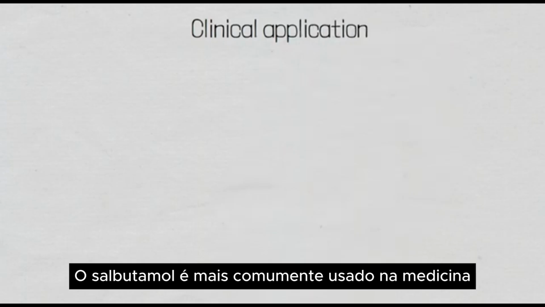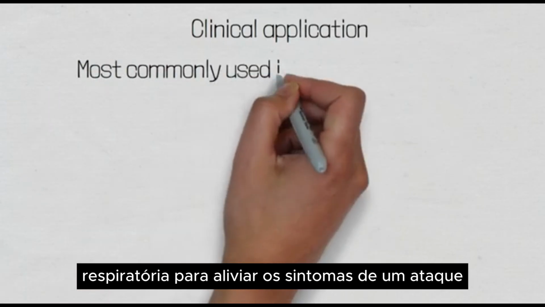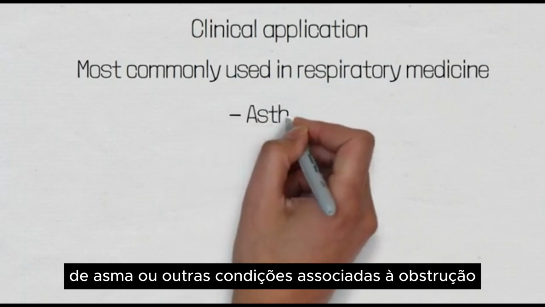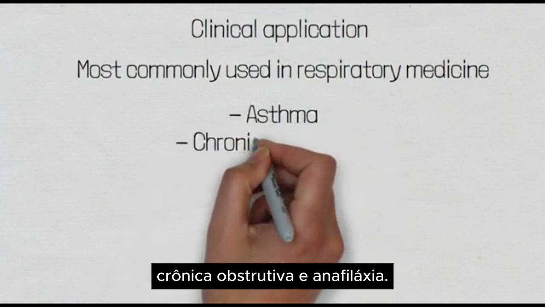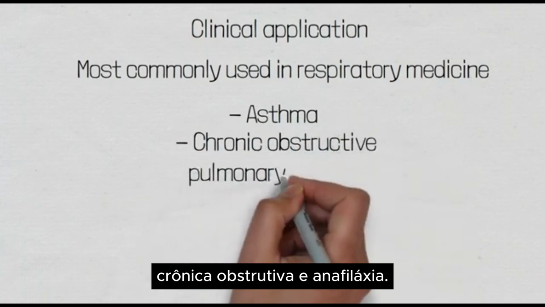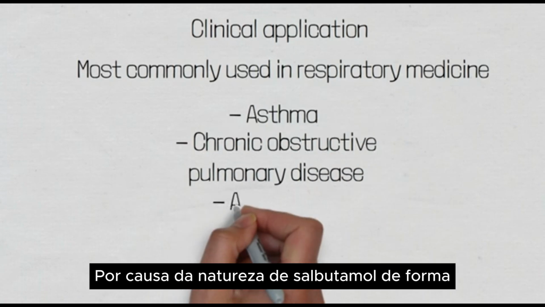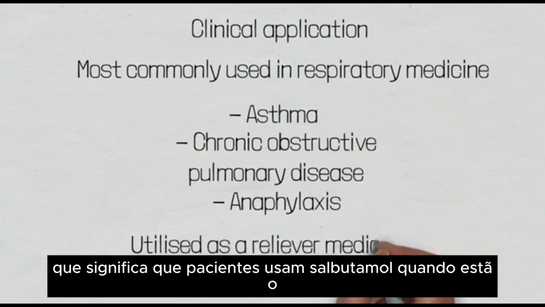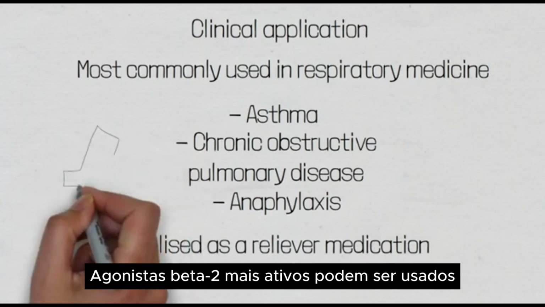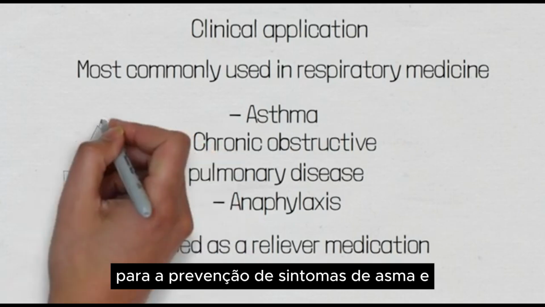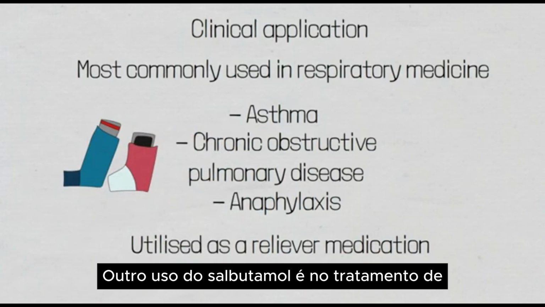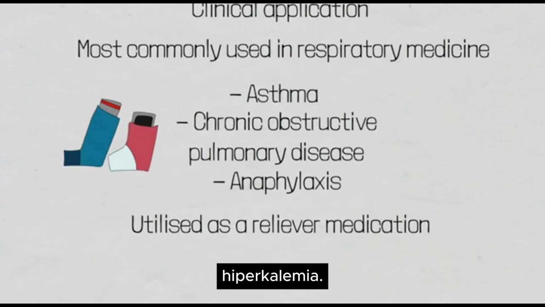Salbutamol is most commonly used in respiratory medicine to relieve the symptoms of an asthma attack or other conditions associated with reversible airway obstruction, such as exacerbations of chronic obstructive pulmonary disease and anaphylaxis. Due to the short-acting nature of salbutamol, it is used as a reliever therapy, meaning patients use salbutamol when they are experiencing symptoms. Longer-acting beta-2 agonists can be used in the prevention of symptoms in asthma and COPD. Another use for salbutamol is in the treatment of hyperkalemia.